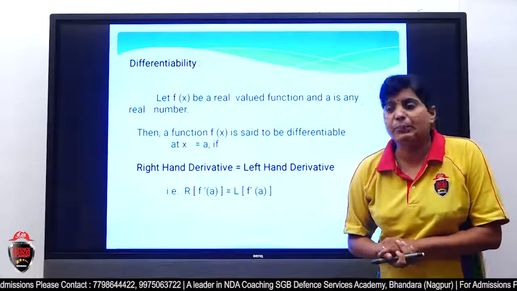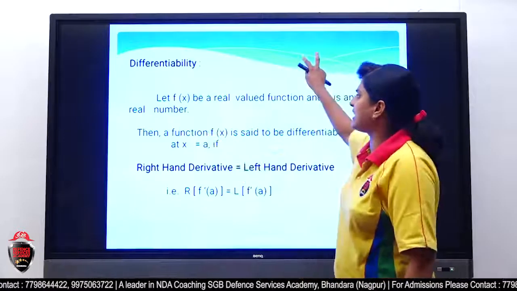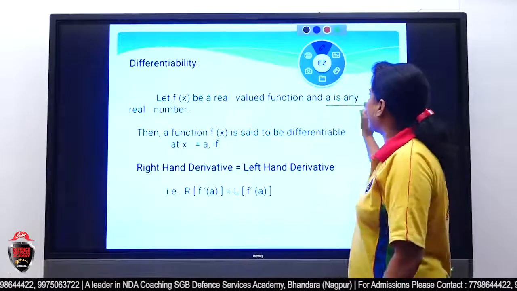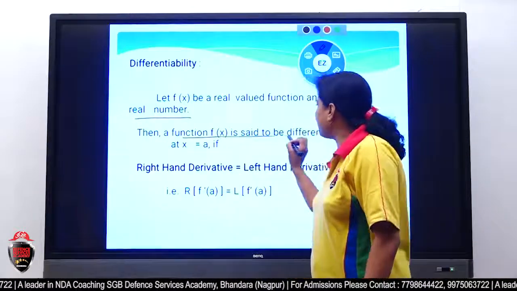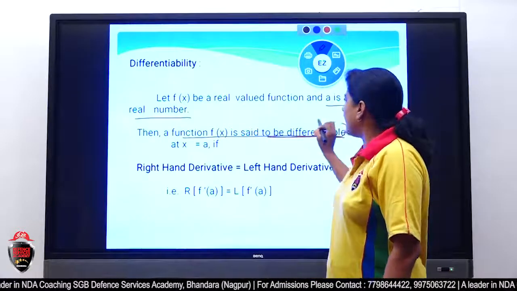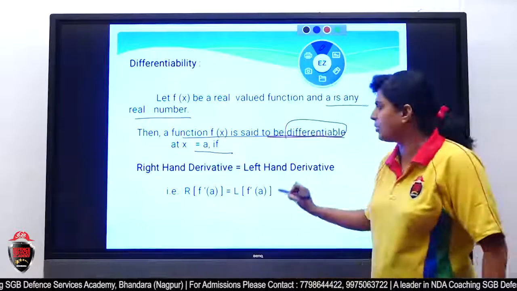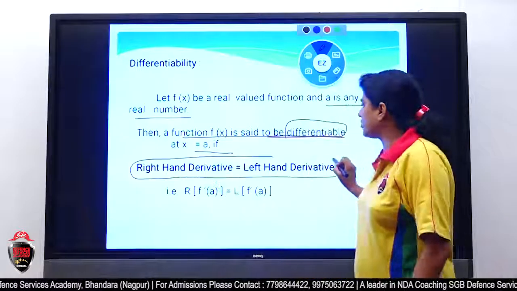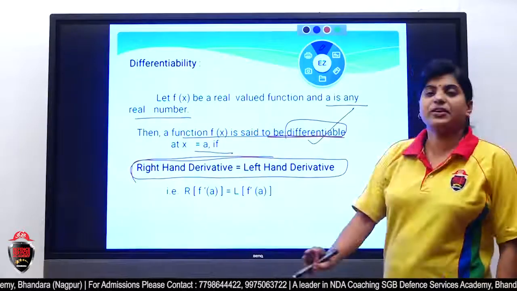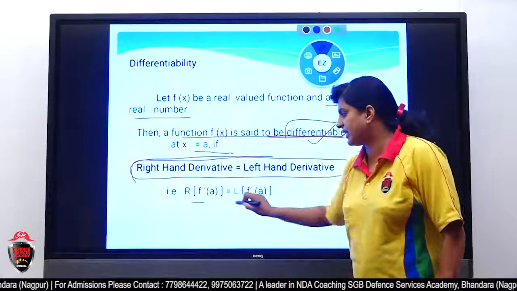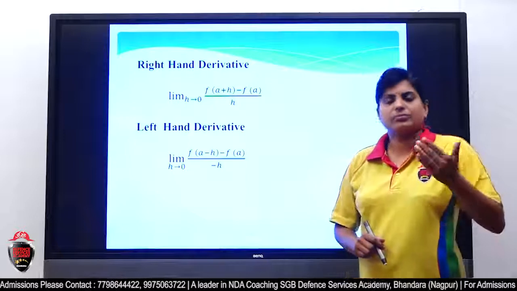Now, what is meant by differentiability? So, if f of x is any real valued function and a is any real number, then the function f of x is said to be, what can we say? Differentiable if what conditions are satisfied. If left hand derivative is equal to right hand derivative, then the function is said to have differentiability, and which is represented like this. Now similarly we can also define right hand limit and left hand limit.